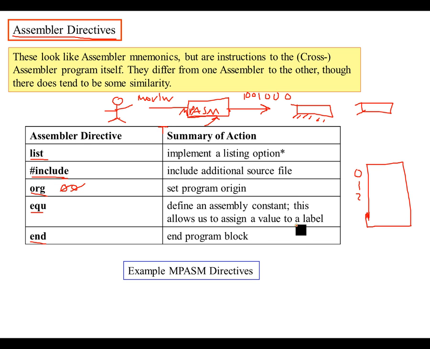And then equate, this is a way to define an assembly constant. This allows us to assign a value to a label. So you can equate status register to a certain value. Just put the number of the status register value here. And then the end statement just ends your code, so the assembler knows that you're done with your code.